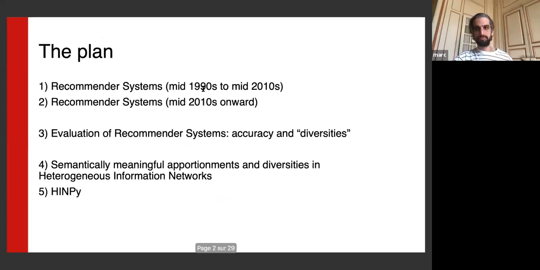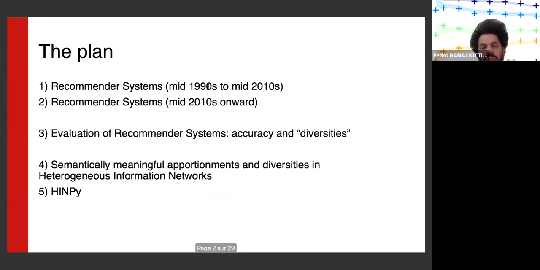So I want to present recommender systems, well, what is out there, because there's a lot out there. It's too much out there. So I try to provide some kind of grille de lecture for it. Then to talk about how to evaluate, to brush on this thing about accuracy and diversities, and to talk about the things that inspired HinPy, and then the connection to HinPy.